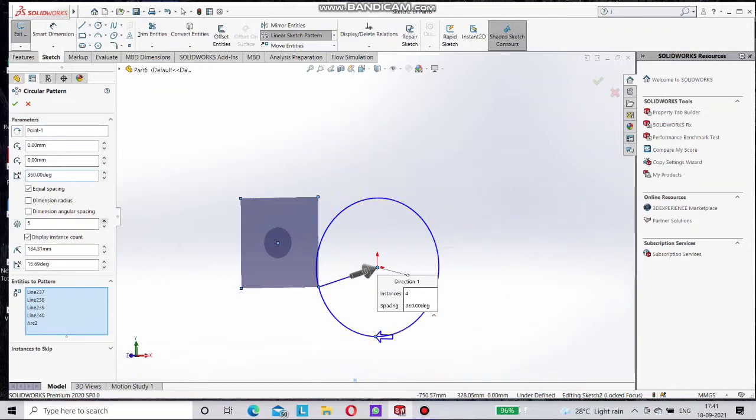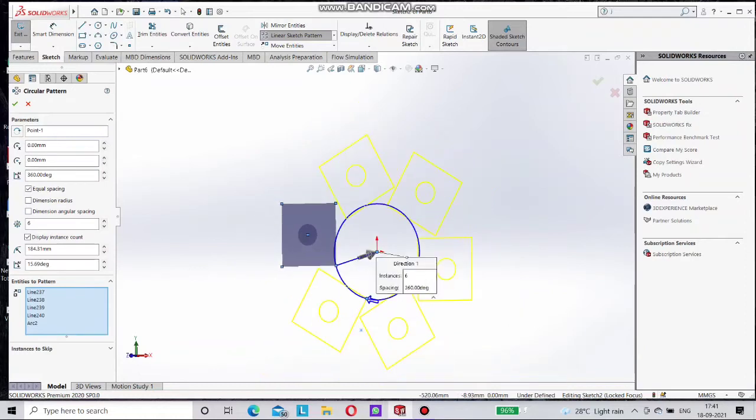Okay, and below this line in the fifth row we can choose the number of patterns. If you want 4, 3, 6, any number of patterns you can draw here. You just have to put the value here.